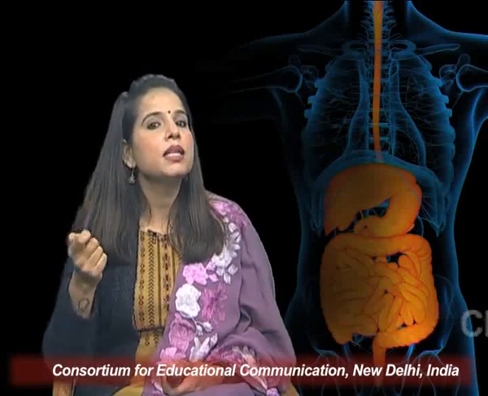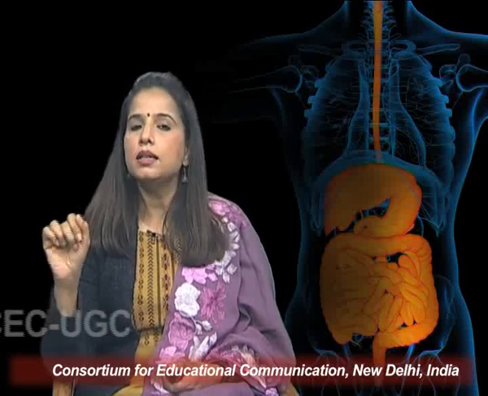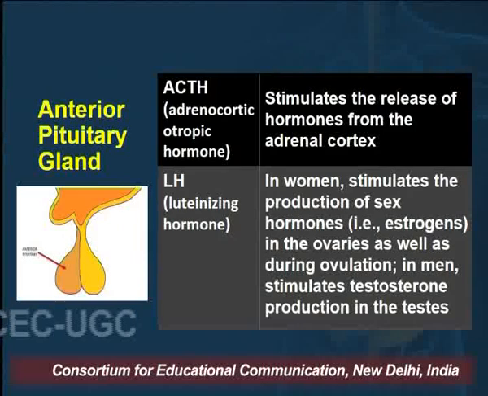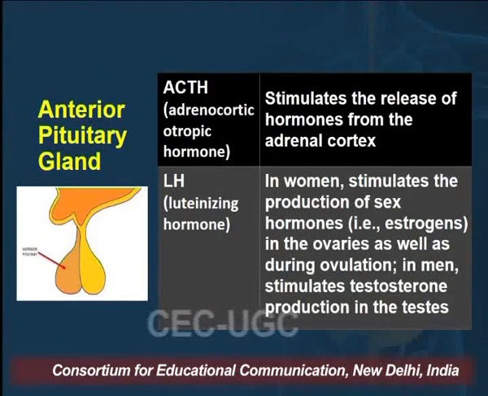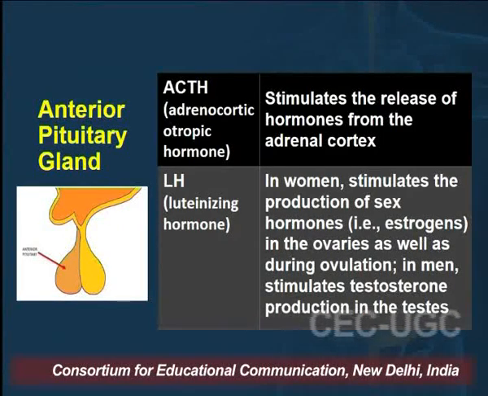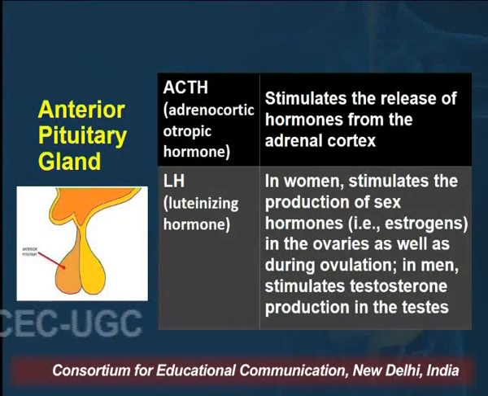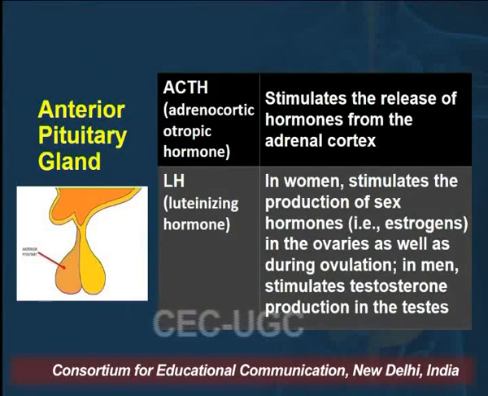The pituitary gland is divided into three parts, also called lobes: anterior, intermediate and posterior, but the intermediate pituitary is absent in adult human beings. So we'll learn about the anterior pituitary gland. The anterior pituitary gland releases the hormone called adrenocorticotropin hormone, that is ACTH. It stimulates the release of hormones from the adrenal cortex.